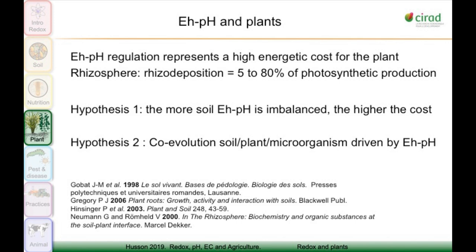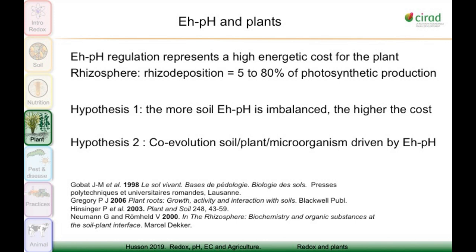Okay. And the first hypothesis I can make is that the more the soil is out of balance, the more the plants will have to pump and to correct. And 80% is in a very difficult environment, in the tundra, in very critical conditions. 5%, for me, is when the soil is perfectly well, and it's just for mycorrhizae. It will not go lower because it's just outsourcing the prospection.